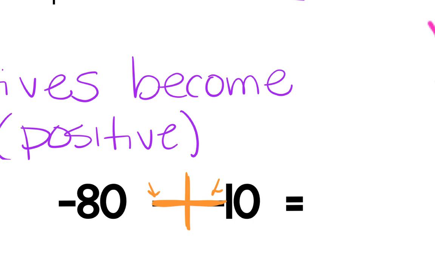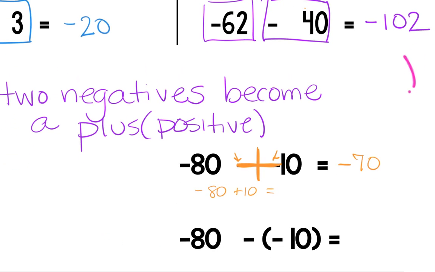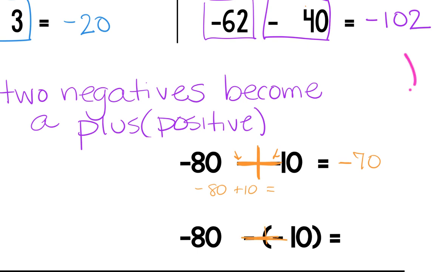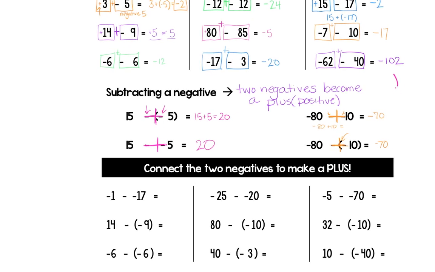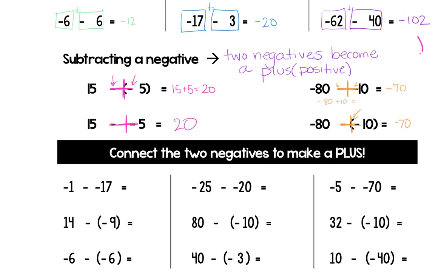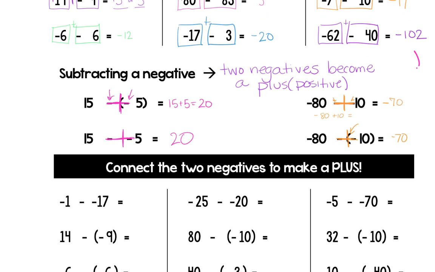Now we have negative 80 plus 10. The negatives are going to win here, and there's going to be 70 of them left over. This is just to show you the two different ways that you might see it, where I just write right over the parenthesis. It's the same problem, but so again, the difference between a parenthesis and not a parenthesis to get 20. So I want you to practice these right here by connecting the two negatives.